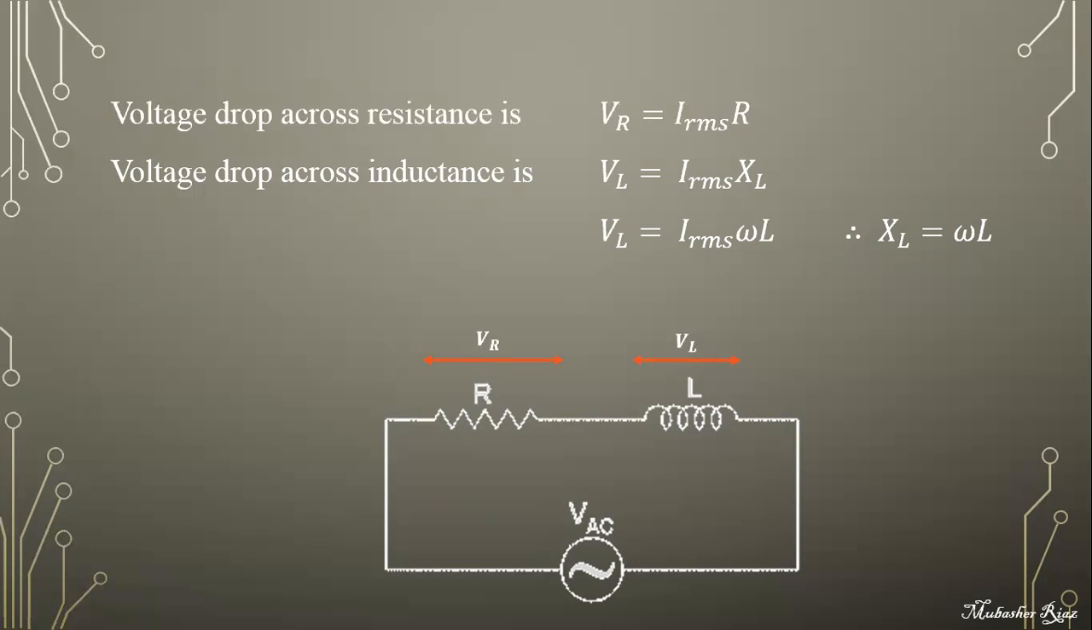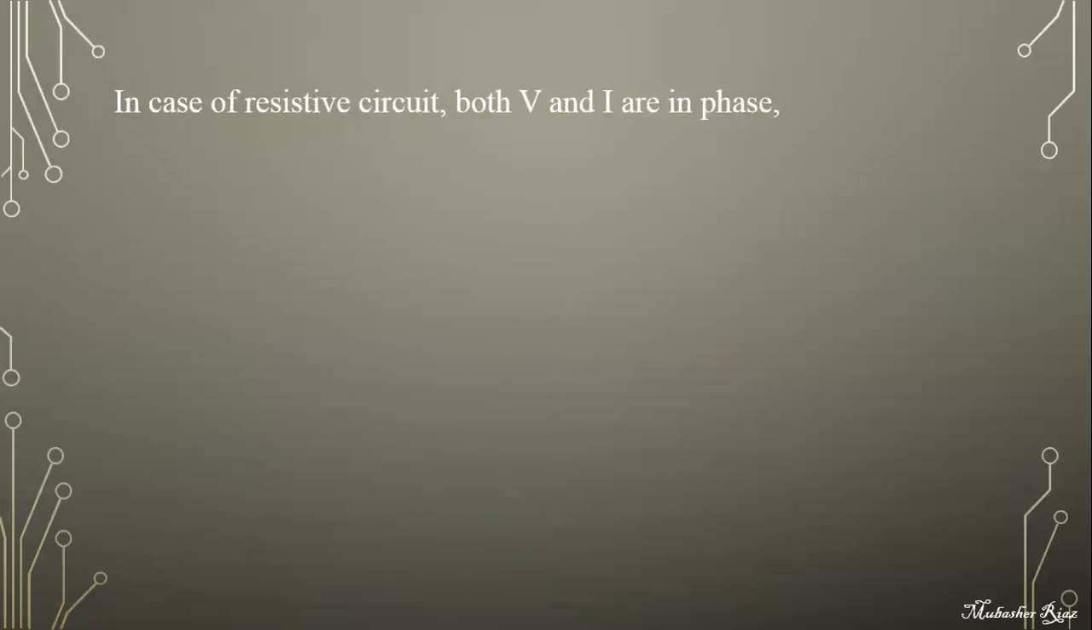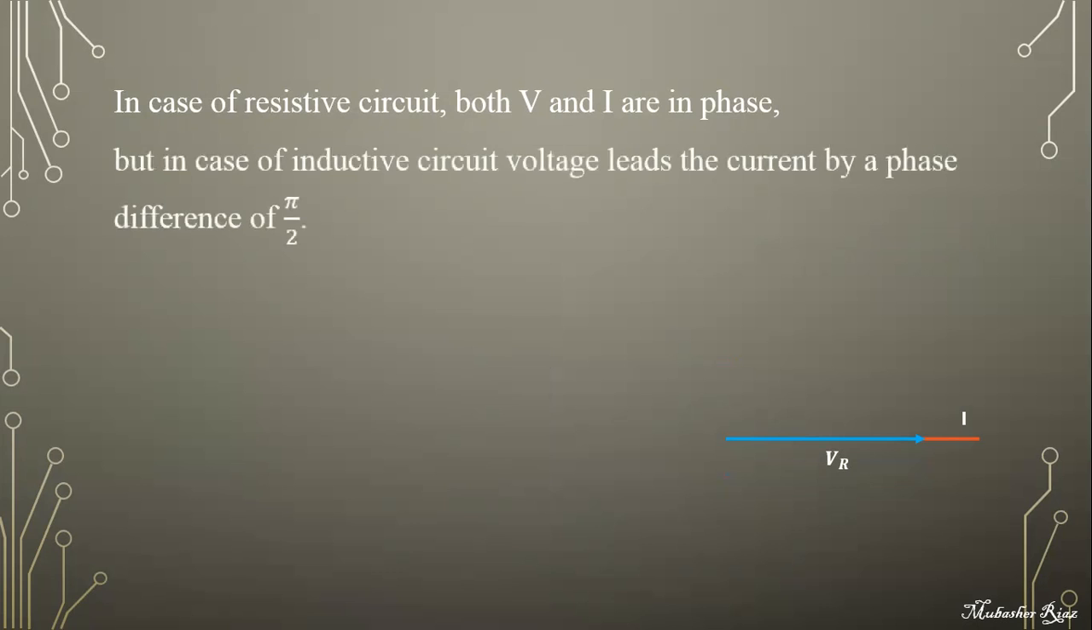So by using these voltages, we know that again in case of resistive circuit, V and I, they are in phase and they are represented in this diagram. So VR and I, they are in phase, they are acting along the same line, they are representing zero phase difference between them. But in case of inductive circuit, we know that voltage leads the current by a phase difference of pi by 2. इंडक्टिव सर्किट में वोल्टेज करंट से लीड कर रही होती है और दोनों में पाई बाई 2 का फेज डिफरेंस भी होगा. So it can be represented here.